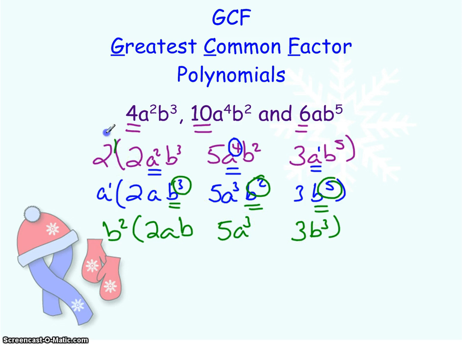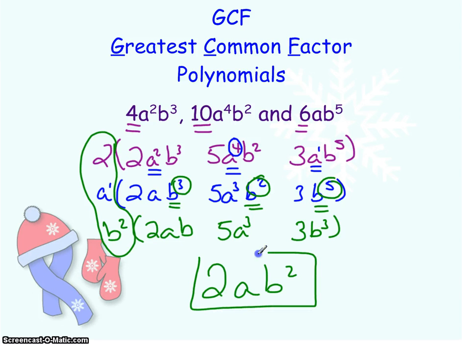So we're done. We're going to check our GCF now. So 2 and a to the 1, you don't have to put the 1, and b squared. So that is the GCF of these 3 monomials.